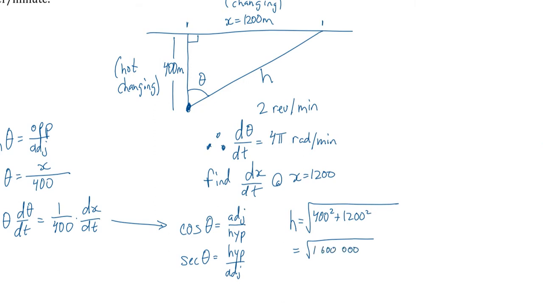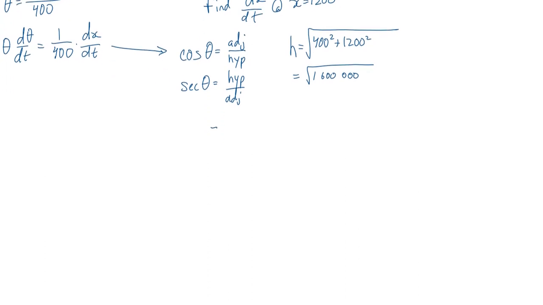Okay. So now I can take this and sub it in, and it's 1,600,000 over adjacent, which was 400. Now, however you choose to simplify this is up to you. I like doing it like this. I'm going to take this 400 and bring it into the square root sign.